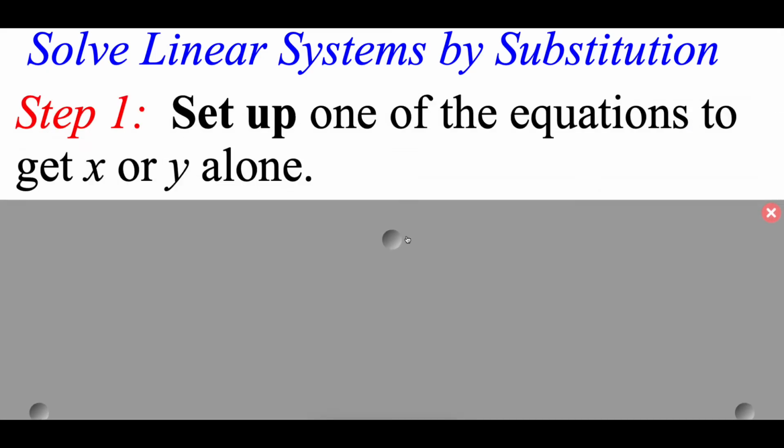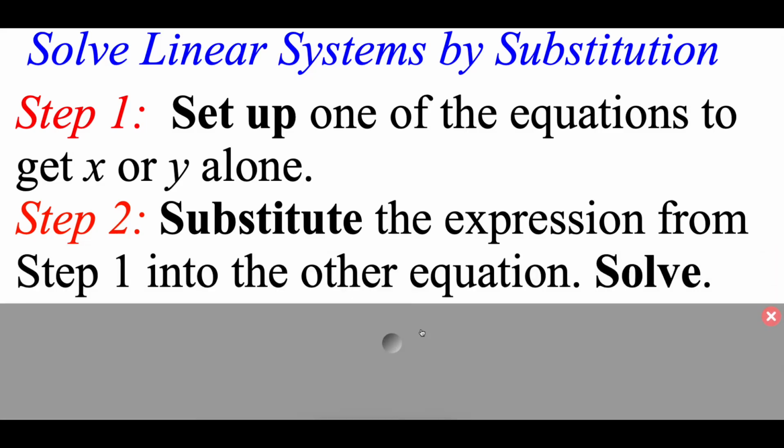Step number one says that we're going to take a look at the equations that we've got, and we're going to pick one of the equations to work with in order to try to get a variable alone. And it doesn't matter if you choose to get x or y alone. This process will work exactly the same way regardless of which one you use. So we just want to work on getting one of our variables alone.